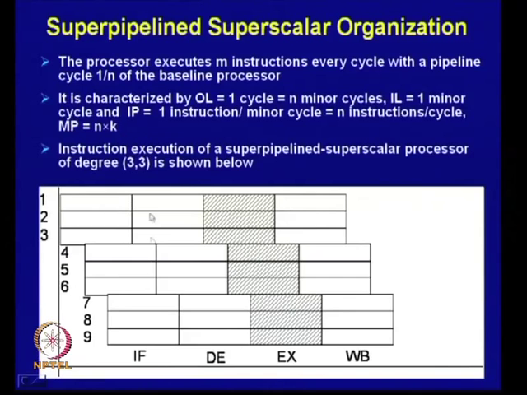So, the execution of instructions for a super pipeline superscalar processor of degree 3, 3 is shown here. So, 3 instructions are issued, and after each minus cycle another 3 instructions are issued. So, after 3 minus cycles another 3 instructions are issued. So, this is how instruction issue and execution take place. This is the ideal situation.